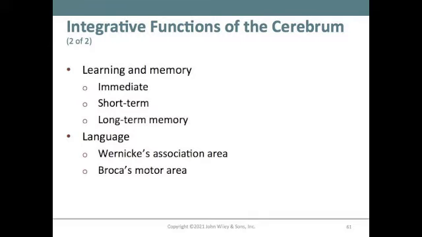The Wernicke's association area is found in the temporal lobe, and it interprets the meaning of written or spoken words. It essentially translates words into thoughts. Wernicke's area receives input from the primary visual area for written words and from the primary auditory area for spoken words.